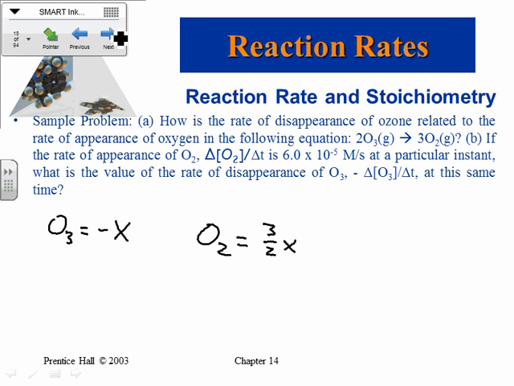Okay, so I changed a couple of things. I made it positive because the O2 is appearing, and then we took the stoichiometry into account here. So you just have to be careful with that. Know that the rate of the disappearance of one thing may not necessarily equal the rate of the appearance of something else if the stoichiometry is not the same.